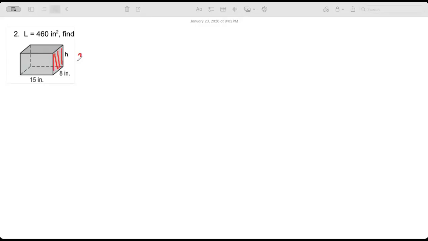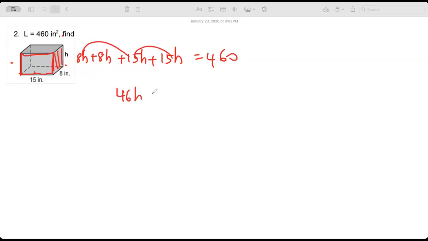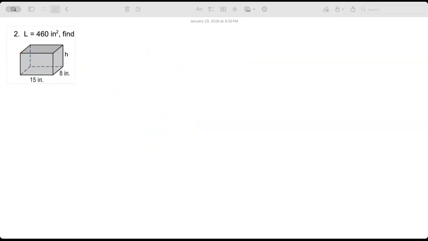So this side it's 8h. The same with the opposite side, the left side. I can't calculate the bottom, so I'm going to do this. This is 15h front. Back is another 15h. All of that, front, back, right, left, added is equal to 460. That becomes 46h equal to 460. h is equal to 10. Any questions, guys? If you understand and do, there's really no need to memorize formulas in 3D geometry.